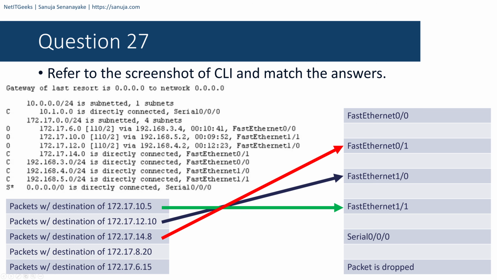And the next one, packets with destination 172.17.8.20. So again, we are looking for 8 dot something, and it's missing. So you're looking at this on the exam, you go like, oh no, the 8.1 is missing. What happened to it? It's not right here because it's 6.0, this is 10.0, this is 12.0, this is 14.0. So where is this 172.17.8.20? It is not here. These are 192s. So where is this going to?